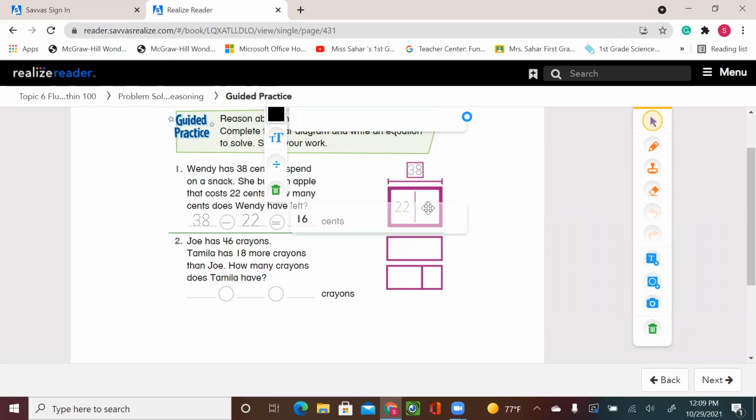So I know that we have 46 and we have 18. I want to see the total of the whole. So I'm going to add them. 46 plus 18 equals.